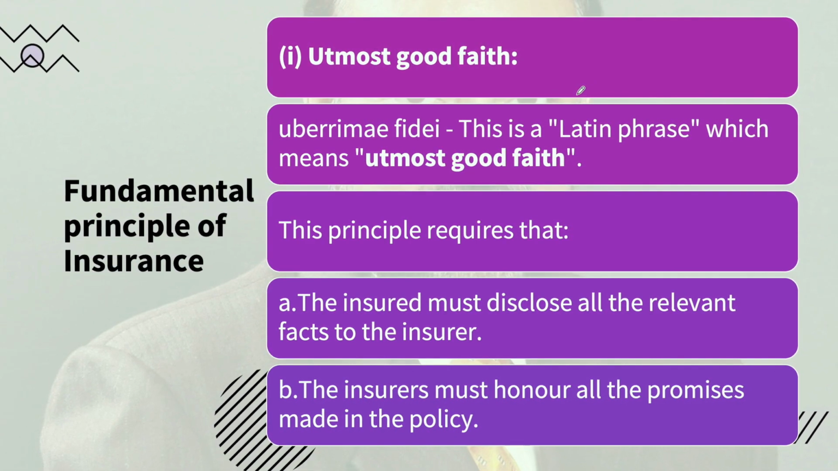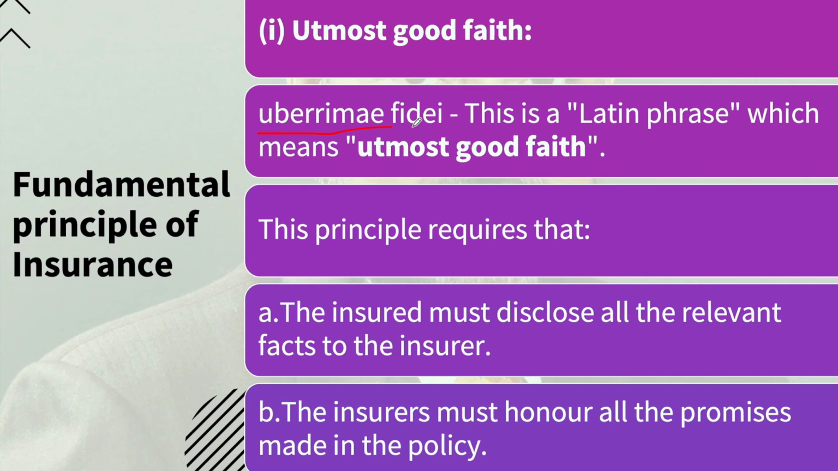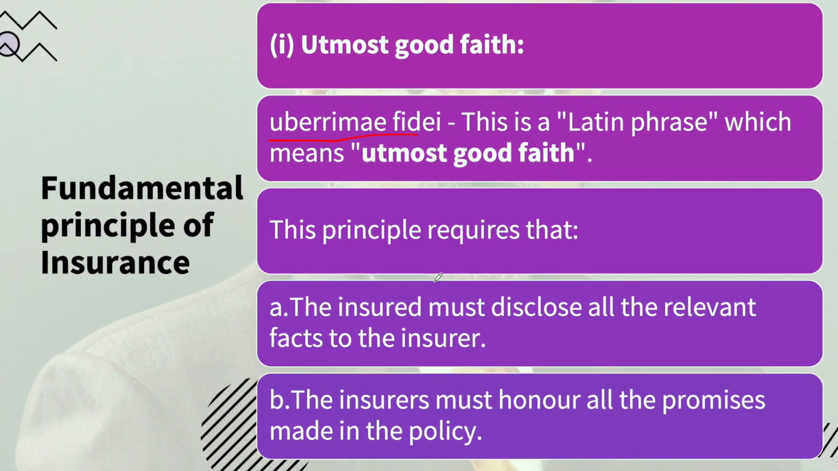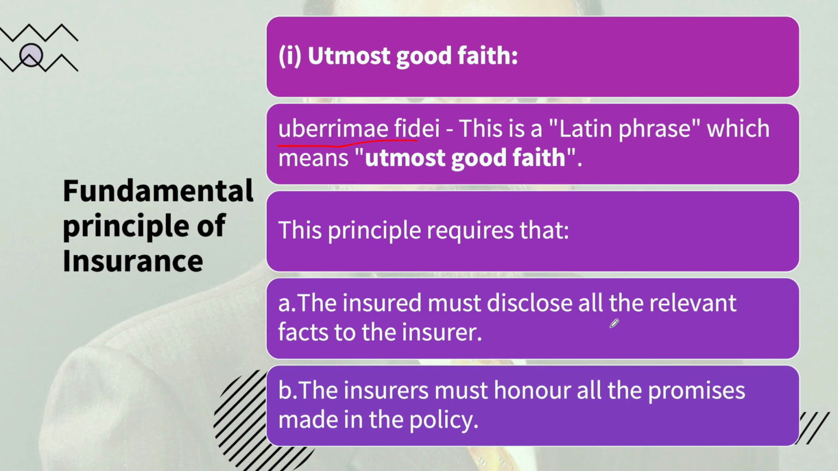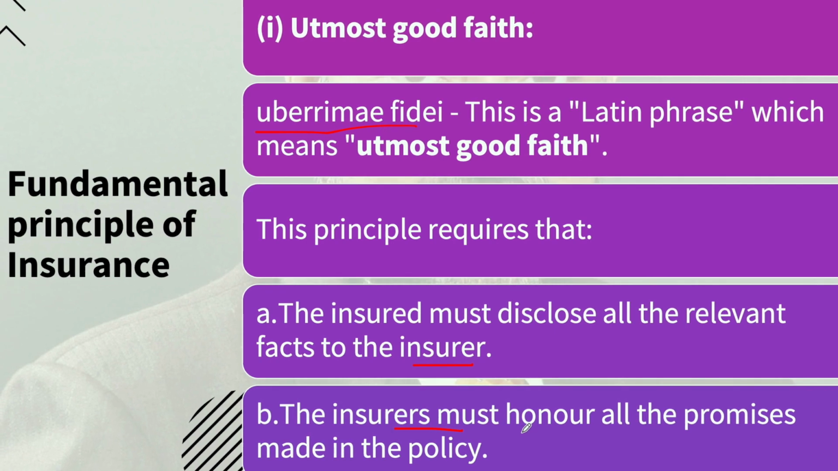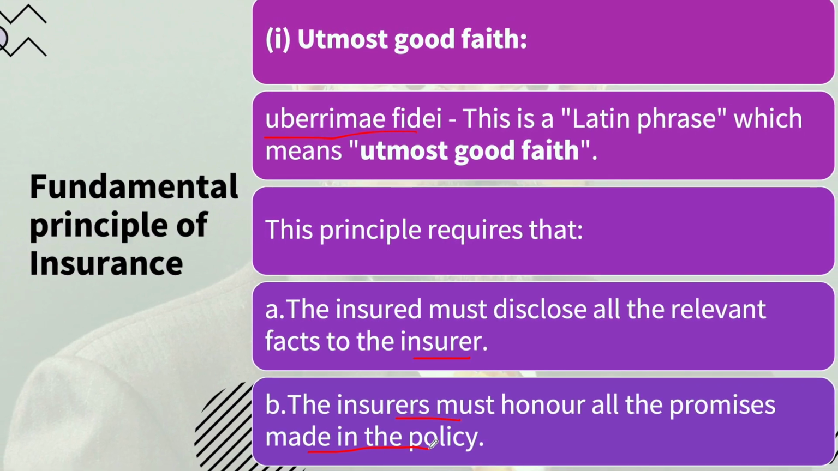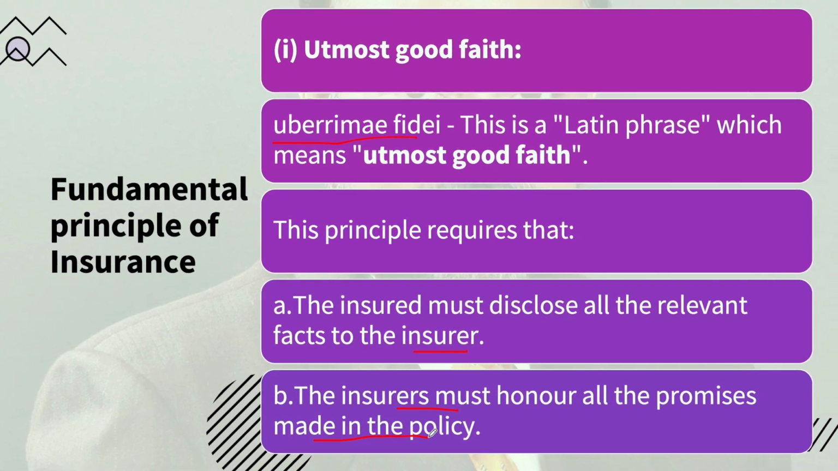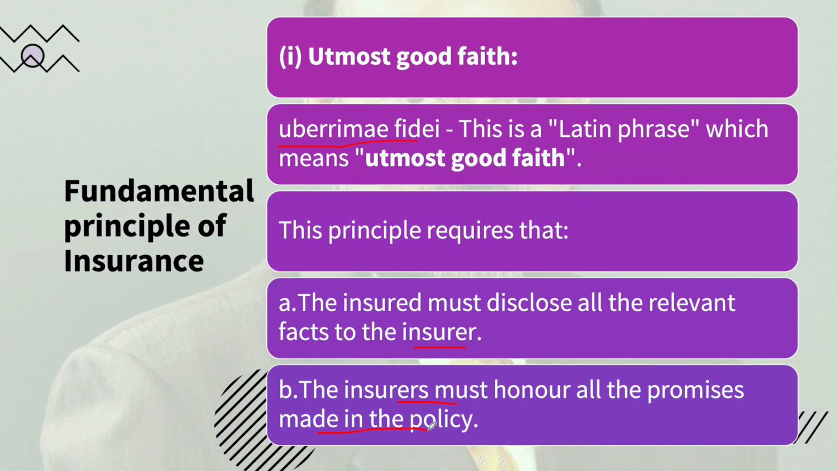The first one is utmost good faith. There is a Latin phrase, uberrima fides, which means utmost good faith. This principle requires that the insured must disclose all the relevant facts to the insurer. And the second one is that the insurer must honor all the promises which have been made in the policy. So they should have utmost good faith in each other. Two parties are involved in the insurance, one is the insurer, another is the insured, and they should have faith in each other.